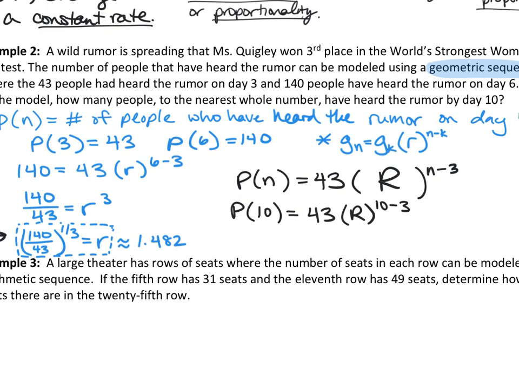Don't trick yourself into thinking that's a variable. Capital R we have stored in our calculator. So all we have to do is go back to our calculator and actually type that in. We would say 43 parentheses alpha R close parentheses raised to the 10 minus 3 power, which I know is 7. Pow.